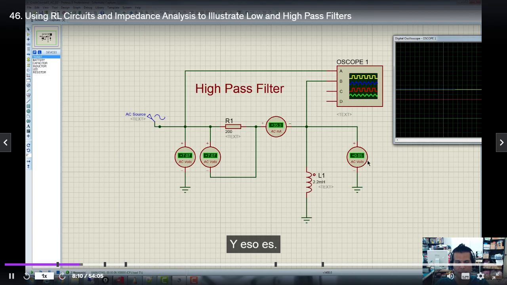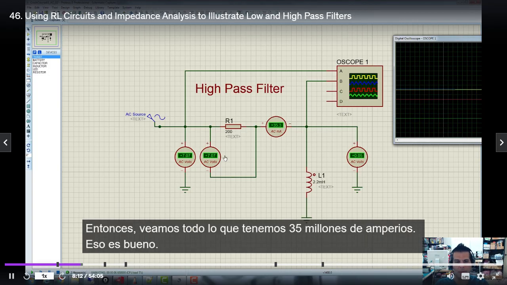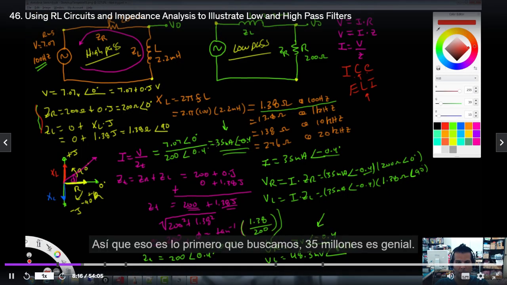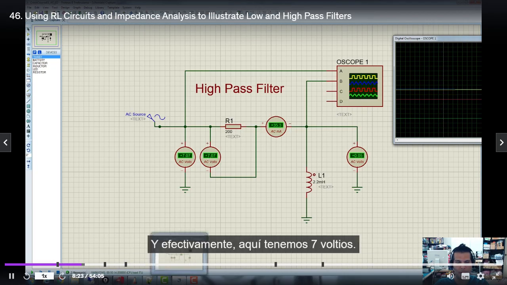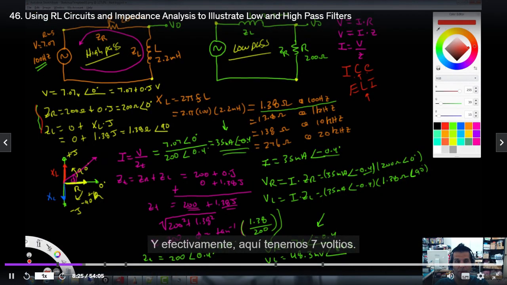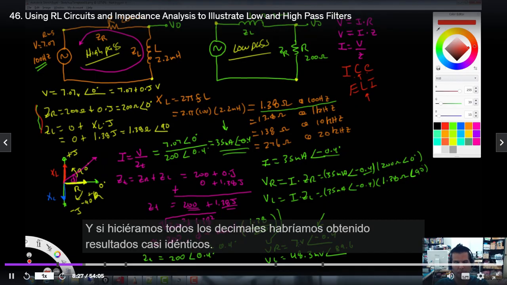And that's it. The simulator is caught up. And so let's see. Well, we got 35 milliamperes, so that's good. So that's our first thing. We're looking for 35 milliamperes. Great. And over here, we're looking for about 7.07 volts. And sure enough, over here, we've got 7 volts. And if we did all the decimal places, we would have got almost identical results.